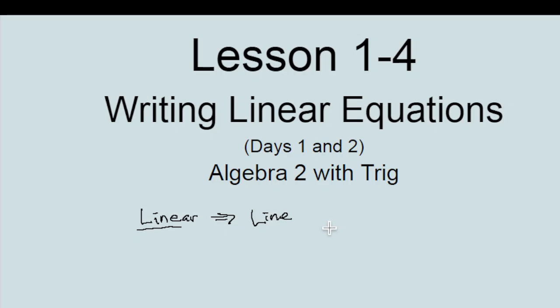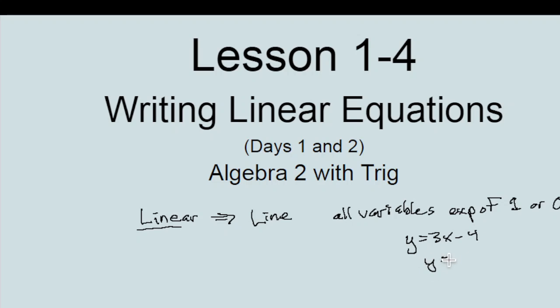And what one thing you will notice is all variables that we encounter in linear equations will have an exponent of either 1 or 0. And if they have an exponent of 0, it means they're not in it, right? So examples of that would be y equals 3x minus 4, or y equals 2x, or y equals 3, where you don't have an x variable, or even x equals 4, right?